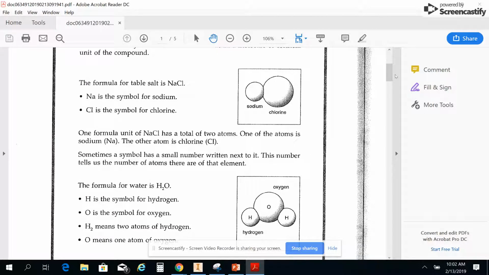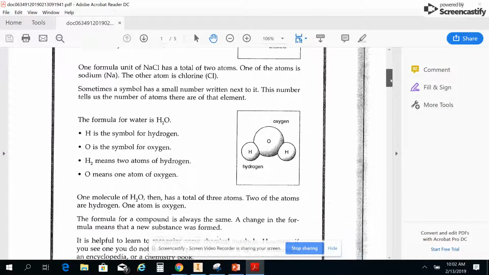The formula for table salt is NaCl. Na is the symbol for sodium. Cl is the symbol for chlorine. One formula unit of NaCl has a total of 2 atoms. One of the atoms is sodium and the other is chlorine.